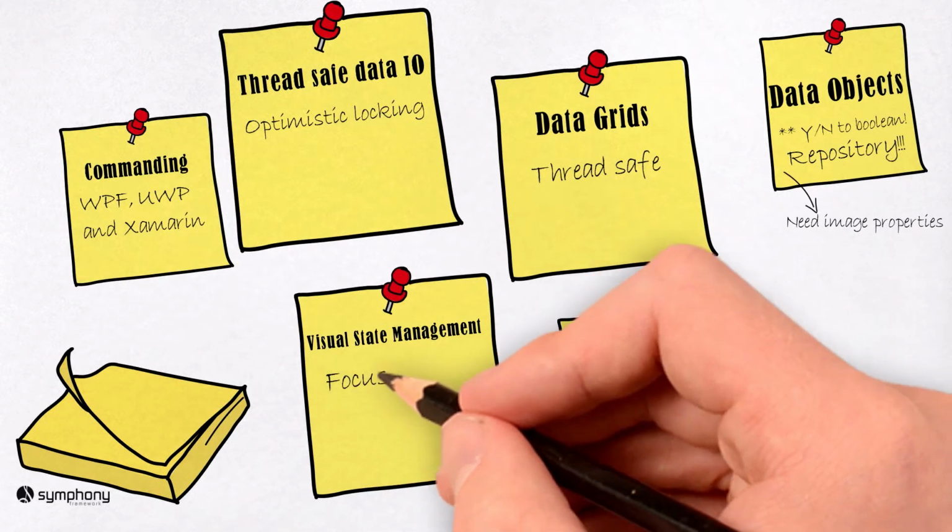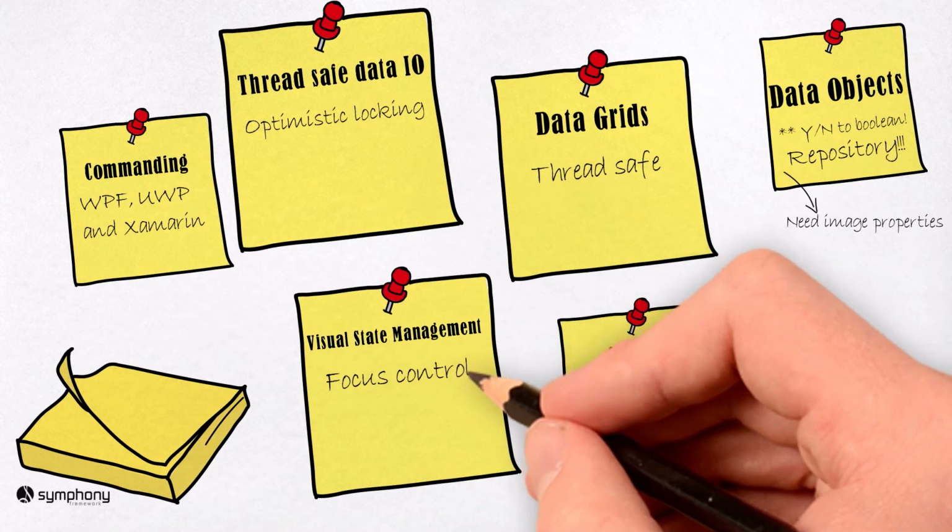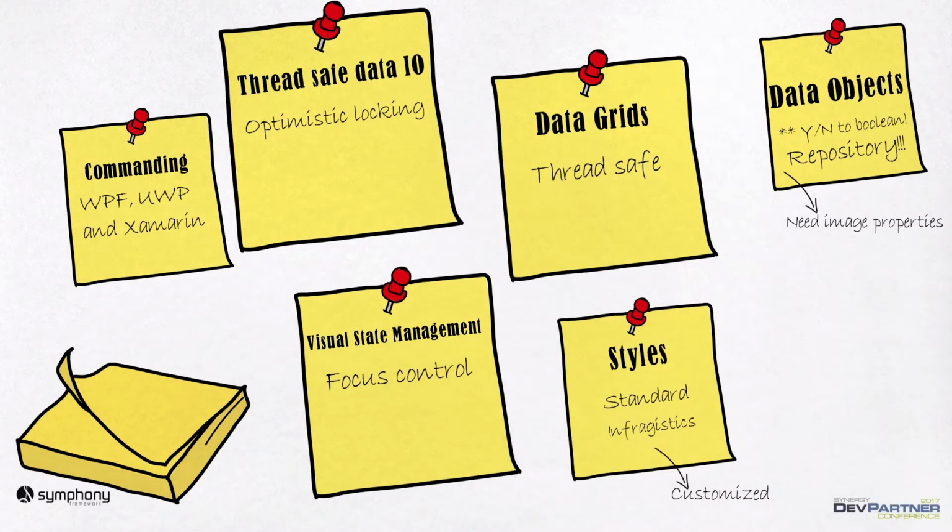It also handles focus control. Focus control in WPF is probably one of the most difficult things you can do. It just doesn't lend itself to focusing. Symphony provides quite a simple mechanism. It doesn't force focus, it says, can I have focus? And the UI then handles it.